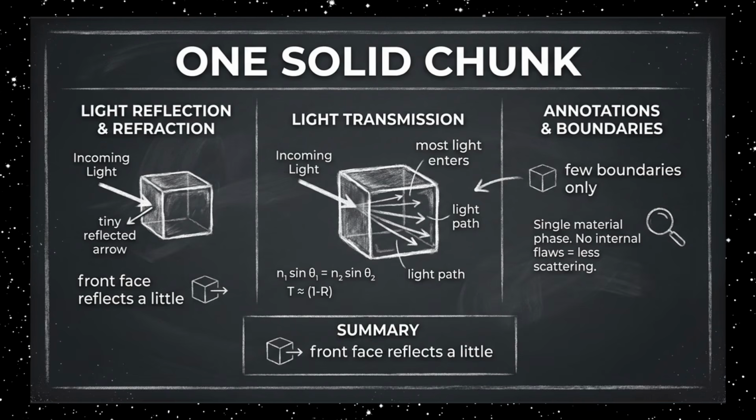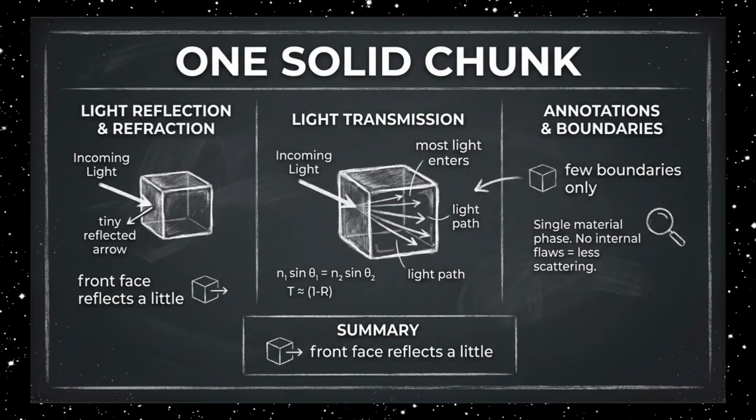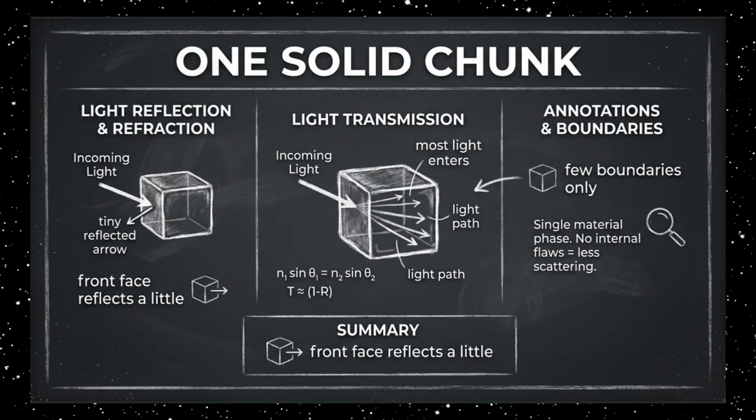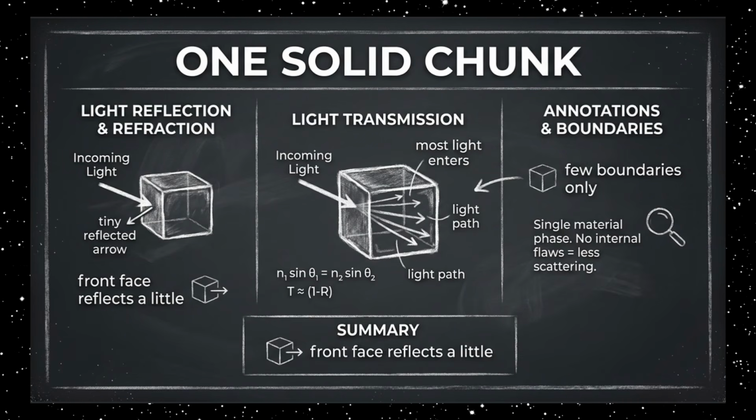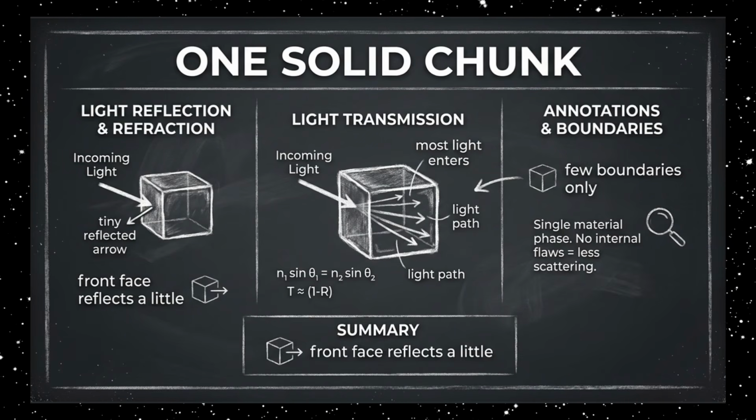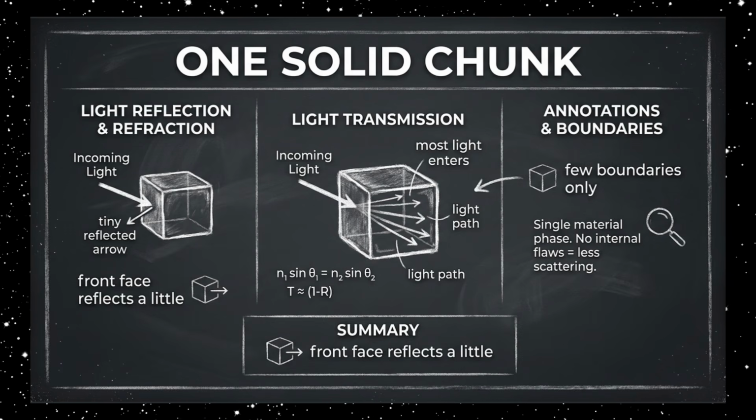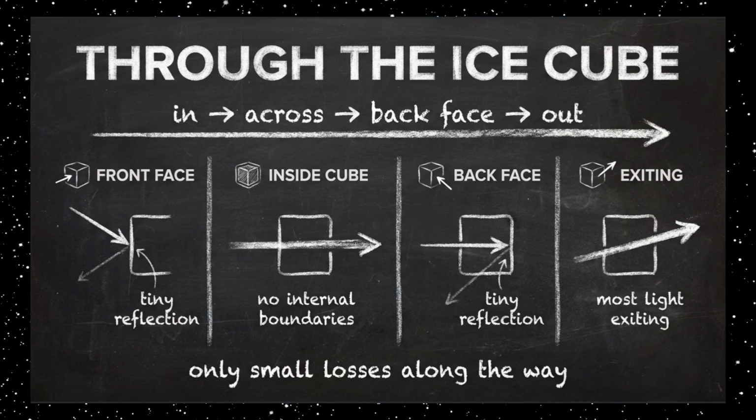All right. Now we have all the pieces. Now I can show you the trick. Take that ice cube again. It is one solid chunk. Light comes in the front face. Tiny bit reflects off the front face. Most of it goes through.